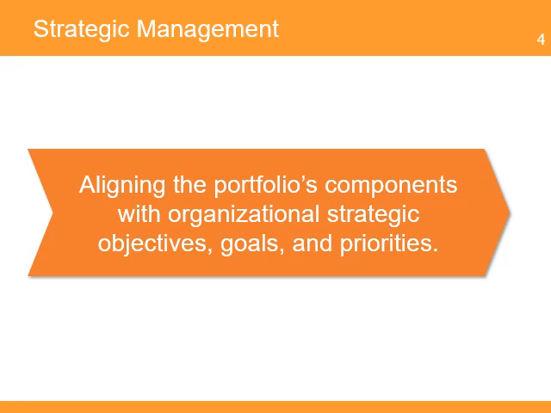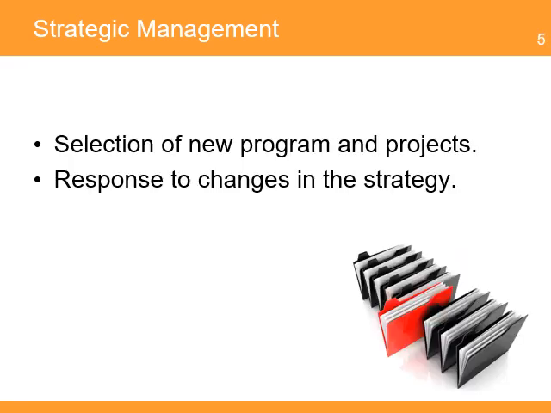The first domain includes the continuous activities necessary for aligning the portfolio's components with organizational strategic objectives, goals, and priorities. This is a crucial activity to make sure that the organization is doing the right projects and addressing prioritization in the selection of new projects and programs. In this domain, the organization and the portfolio manager support the process to select new projects and programs and ensure they are aligned with the organization's strategy. Additional work in this domain includes the response to changes in the organization's strategy caused by new opportunities or changes in donor priorities.